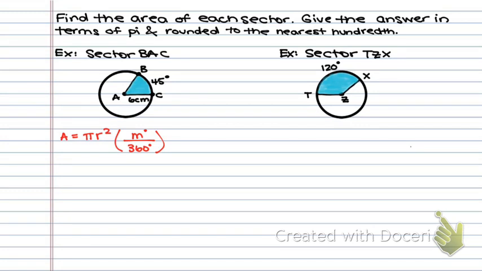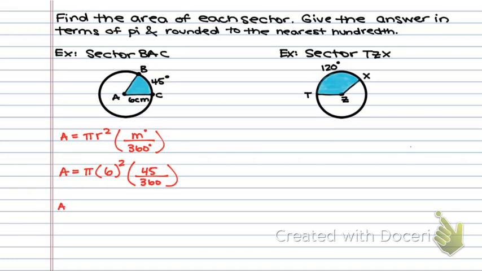So I've got sector BAC, which is this shaded area right here. So I have A equals pi times my radius, which is 6 centimeters squared, times that arc measure, which is 45 degrees out of a total of 360. Now, when you're leaving it in terms of pi, you're just going to type this part into your calculator or do it in your head or however you want to do it. But then you're just going to bring that pi down into your final answer.